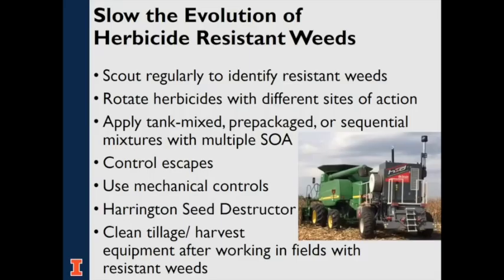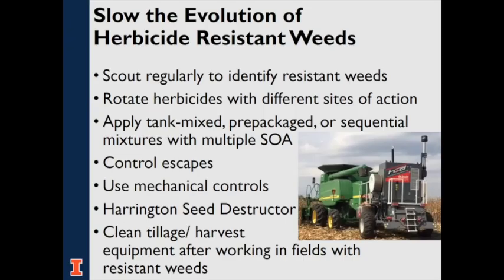Slow the evolution of herbicide-resistant weeds by scouting regularly to identify resistant weeds or any populations not being controlled. Because resistance thrives when using the same site of action repeatedly, rotate herbicides with different sites of action. Apply tank-mixed, pre-packaged, or sequential mixtures, including pre-emergent herbicides with multiple sites of action.